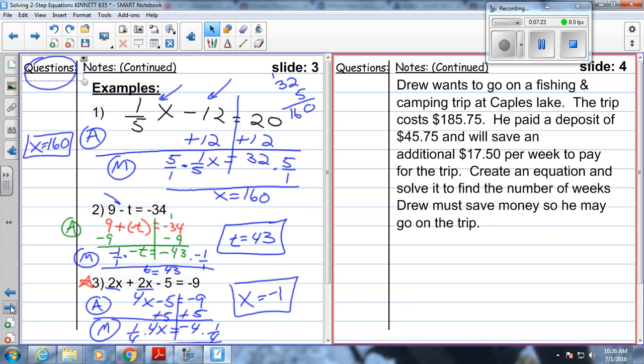And now we have a word problem here, and Drew is going camping in our wonderful Hope Valley area, the Caples Lake down there, and he's got a camping trip going on, and we should use our marking the text skills. So in math, unfortunately, we don't really care where he's going. We care about the cost of his trip. So his trip's going to cost $185.75.